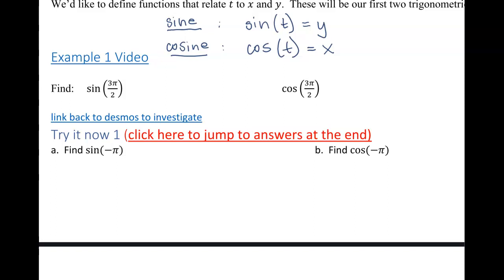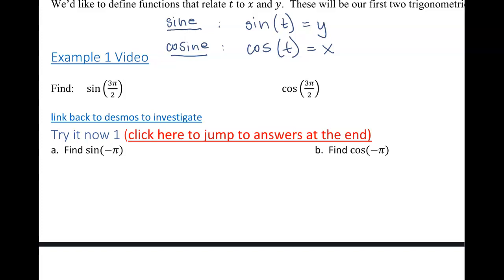Hi, everyone. Okay, this should be pretty quick, but I just want to give one more example to start to get the idea going here and give you a chance to think through if this is making any sense or not so far. Okay, so we've just defined that the sine function inputs an arc length and outputs a y value, and the cosine function inputs an arc length and outputs an x value.